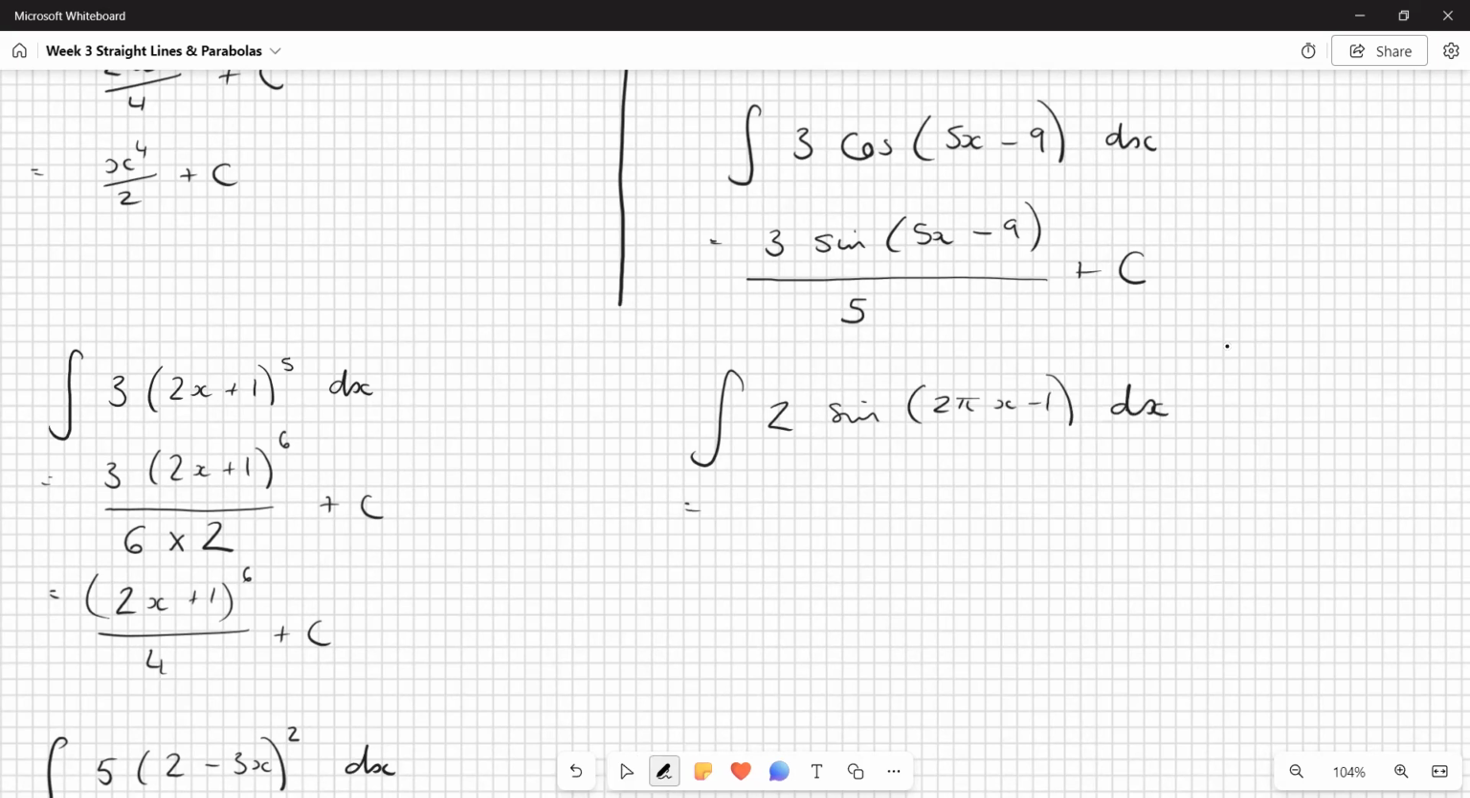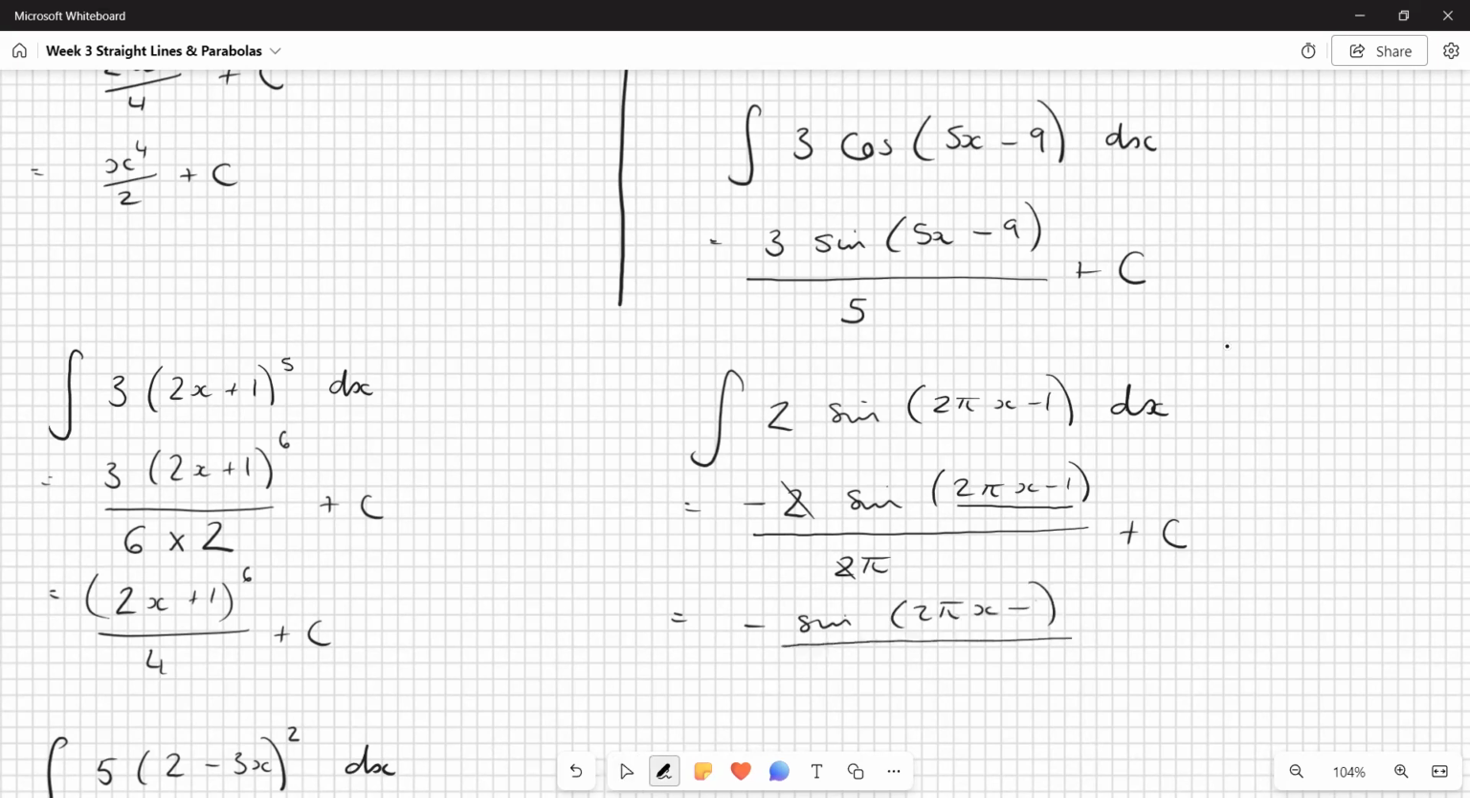So 2 sin x, pretend the question says 2 sin x. If it did, the answer would be minus 2 cos x. But it's not an x, so we divide by the derivative of our pretend x. And the derivative of 2 pi x is 2 pi, and the derivative of minus 1 is just 0. So that would be our answer. And strictly speaking, your 2's can cancel, giving you minus cos of 2 pi x minus 1 over pi plus c.